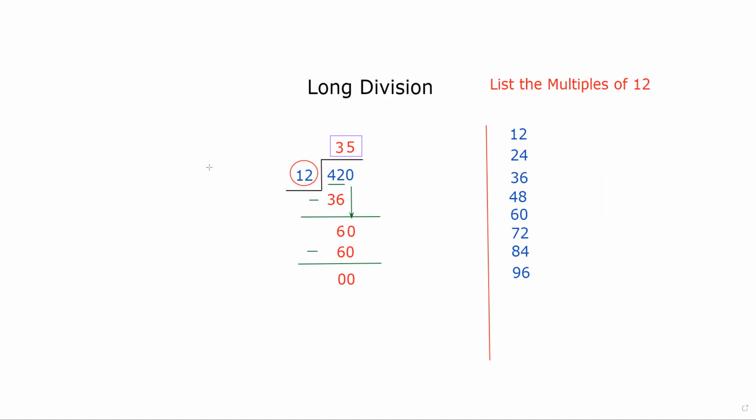The first thing we have to do is list all the multiples of the divisor and then find the nearest one to the first two digits, and do the minus, multiplying and minus, and repeating the same process till we finish the last digit. This is the process of how we can do the long division.